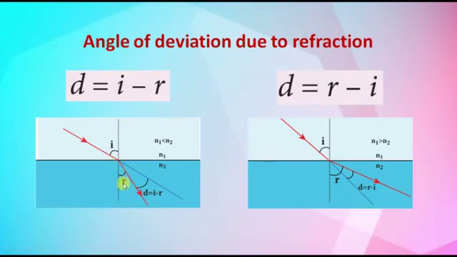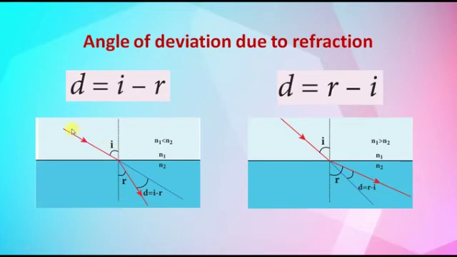Okay, here it is shown in the diagram. The light is incident, then it gets refracted with respect to the normal drawn. Here we take D is equal to I minus R. The formula to find the angle of deviation is I minus R. Here the light is traveling from a rarer medium to a denser medium.